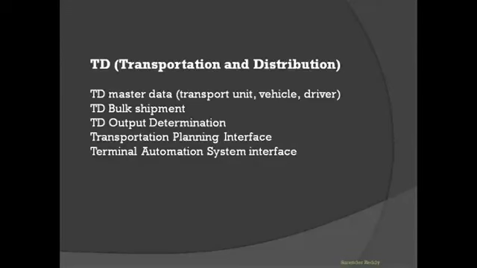In transportation and distribution functionality, we need to know about the routes, which routes the vehicle is following, in which routes we need to transport the material. Again, this routes functionality is SAP SD functionality, but we will discuss it here. If you are from SD, there is no need to discuss the routes topic. If you are not from SD, I will discuss the routes topic. And in TD, we have master data. As I said before, transportation unit master data, vehicle master data, and driver master data.